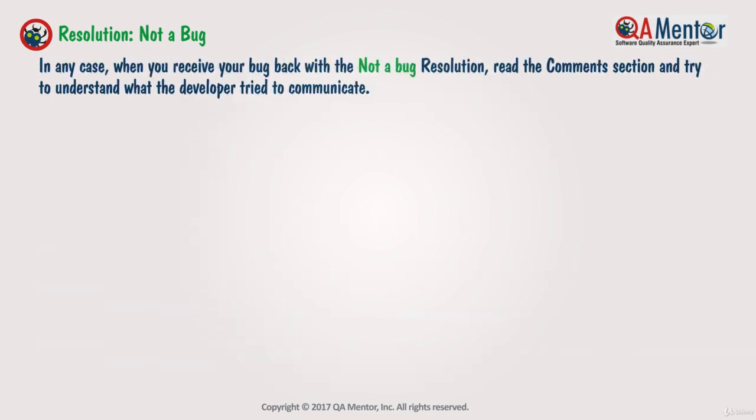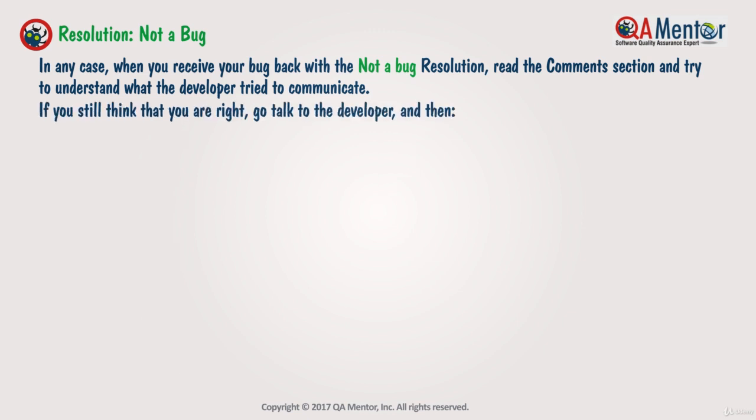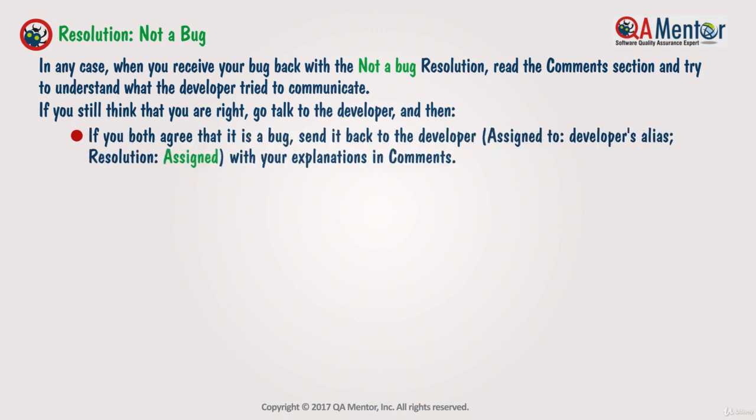In any case, when you receive your bug back with the not a bug resolution, read the comments section and try to understand what the developer tried to communicate. If you still think that you are right, go talk to the developer, and then if you both agree that it is a bug, send it back to the developer, resolution assigned, with your explanations in comments. If you both agree that it's not a bug, just close it.